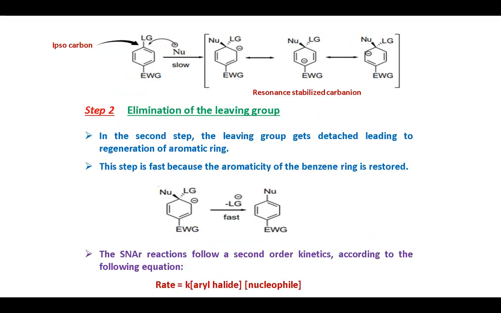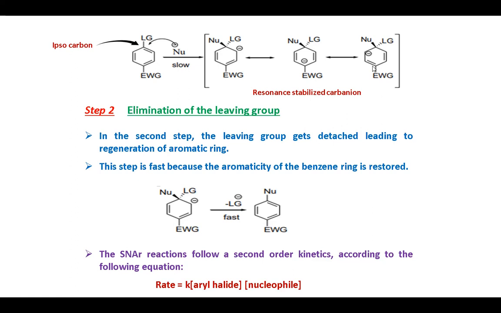This mechanism involves two steps. Step 1 involves addition of the nucleophile. In this step, the incoming nucleophile attacks at the same position where the leaving group is attached. Such attack is called ipso attack, to form a resonance-stabilized carbanion. This step is slow, hence it is the rate-determining step.